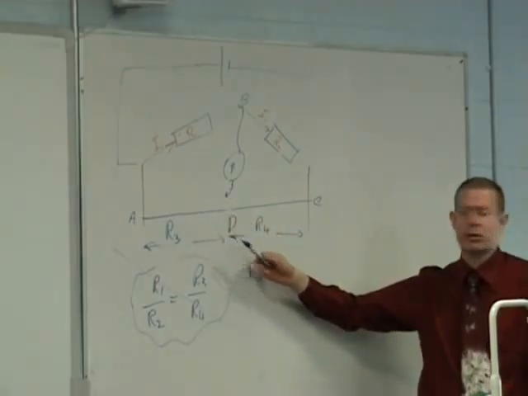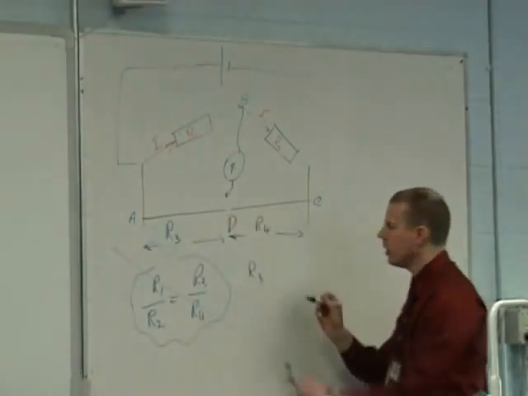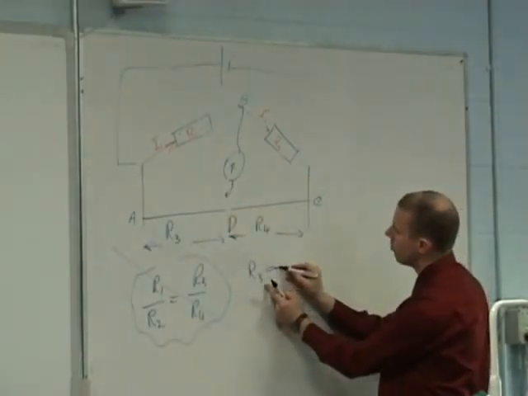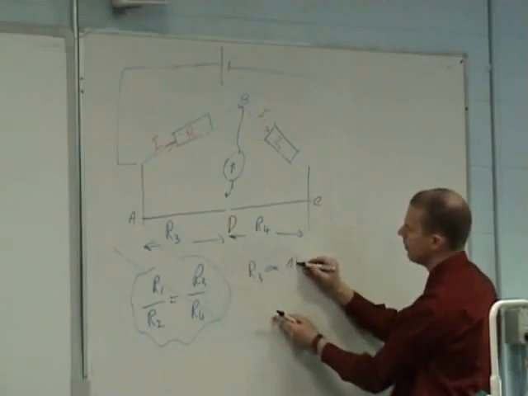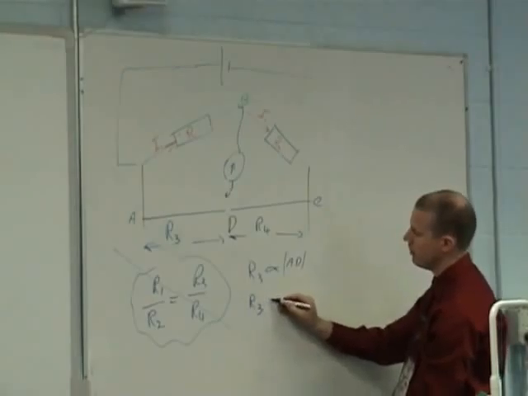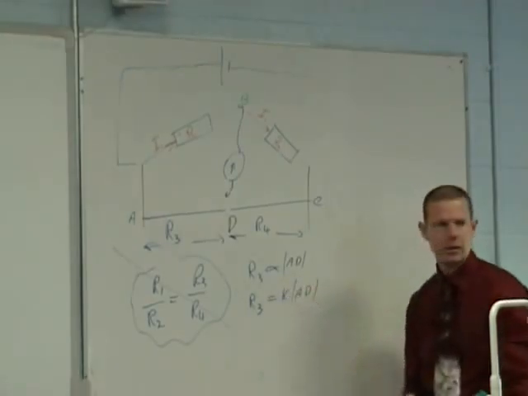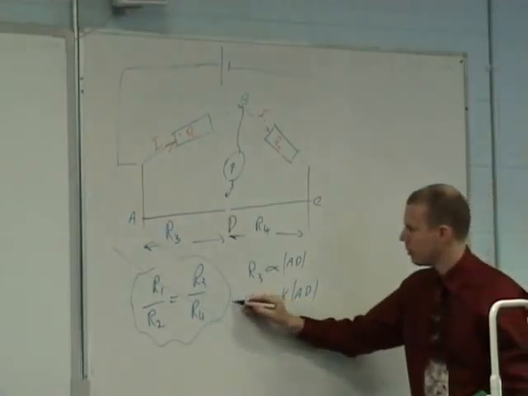That's fairly straightforward, right? There's a certain resistance here. If I double the length of it, I'm going to double the resistance, right? So if I said R3 is proportional to the length AD, how can I get rid of my proportional sign? Put in a constant. It's equal to a constant times the length AD. Right, so that is what it implies there.